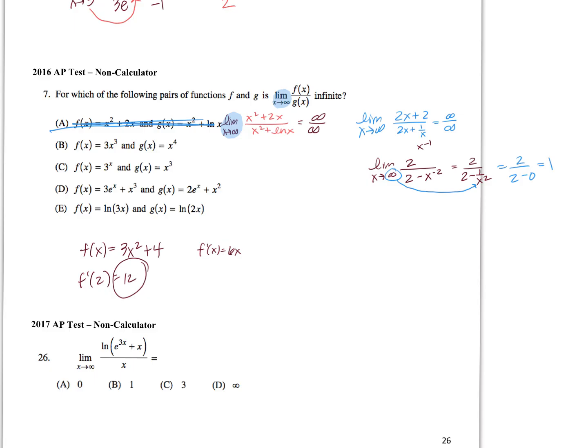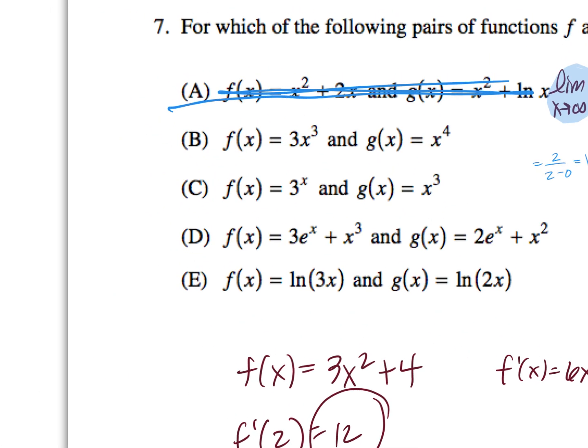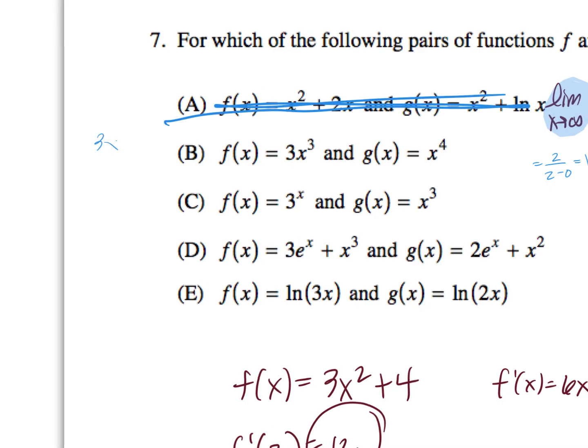Or should we just go to B? Yes, sorry, Zaid. I would just cross off B and C. On B, what's f over g? What's 3x cubed over x to the 4th? When I plug in infinity there, he says infinity over infinity.